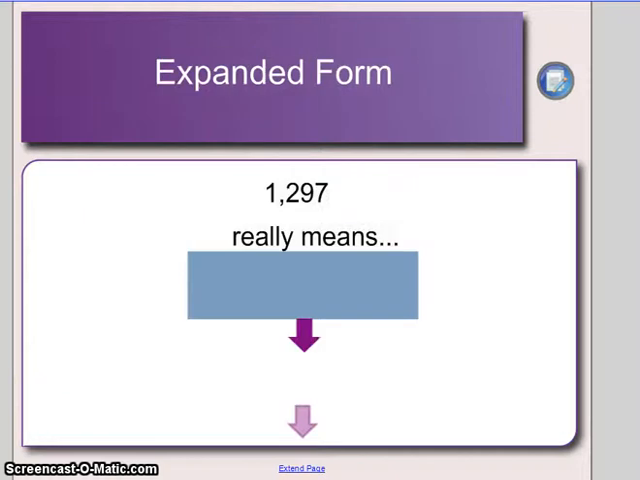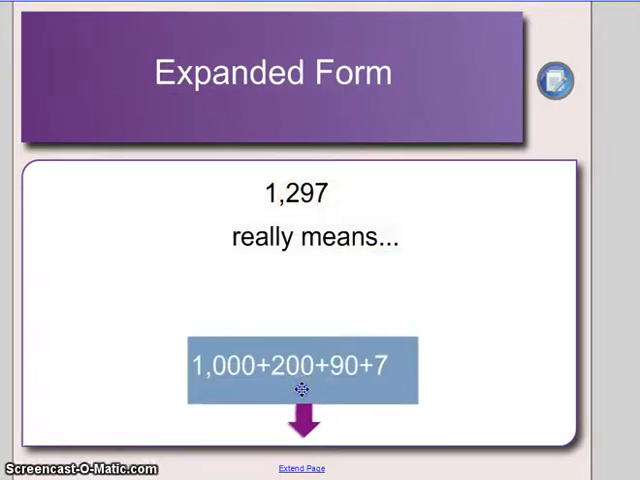Okay, we're going to move right along. That's something we'll do in class. Let's go back to expanded form. Here we have the number 1,297. If we expand that number, it looks like this: 1,000 plus 200 plus 90 plus 7. Please practice writing numbers in expanded form at home. It's lots of fun.